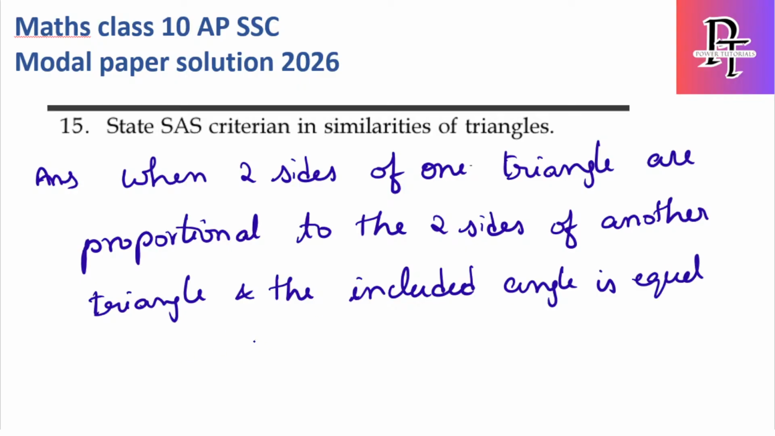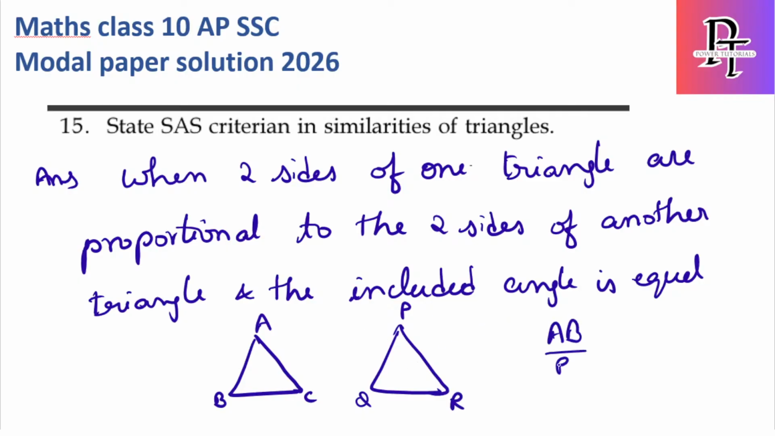For example, if I have a triangle ABC, and if I have another triangle PQR, here if AB by PQ is equal to AC by PR and angle A is equal to angle P, then the triangles are similar using SAS criteria. Okay, let's move to the next one.